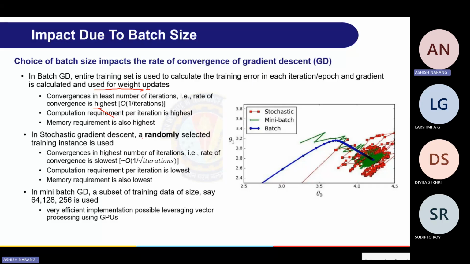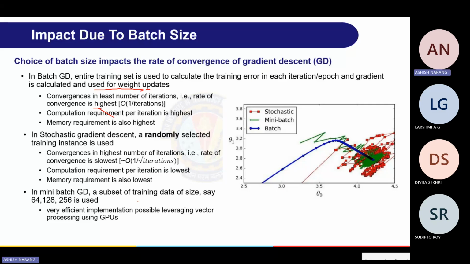In stochastic gradient descent, a randomly selected training instance is used. You are not using the complete data, but a random selection. But this will take the most number of iterations to converge. Rate of convergence is lowest. Computation requirement is lowest because you are going to choose some random sample. Memory requirement is also lowest.